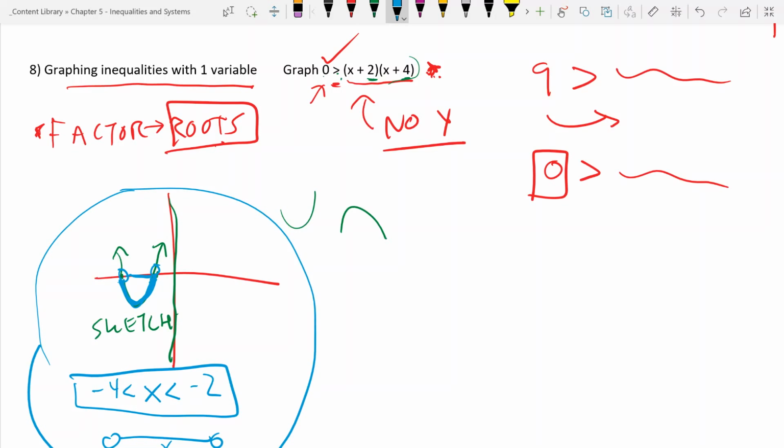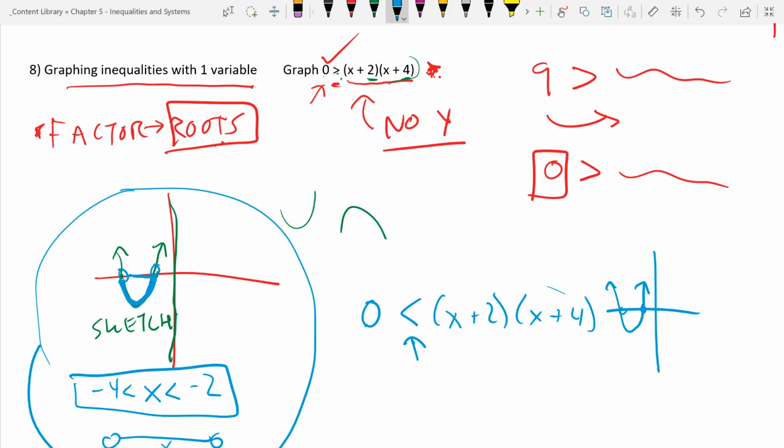If the inequality instead was like this, the exact same thing, except that the inequality sign was backwards, so it's saying when is the inequality above 0, that's going to give us the same graph, but we would care instead about the points that are greater than 0. So in that case, we want all the x values that are less than -4. We also want all the x values that are greater than -2, showing these kind of values.